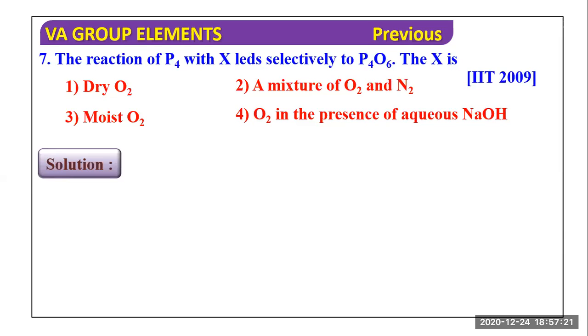Actually, phosphorus reacts with oxygen in presence of nitrogen. So nitrogen is inert. Phosphorus with oxygen leads selectively to P4O6. The X is, which one is this? It is a mixture of N2 and O2, and nitrogen remains inert here.